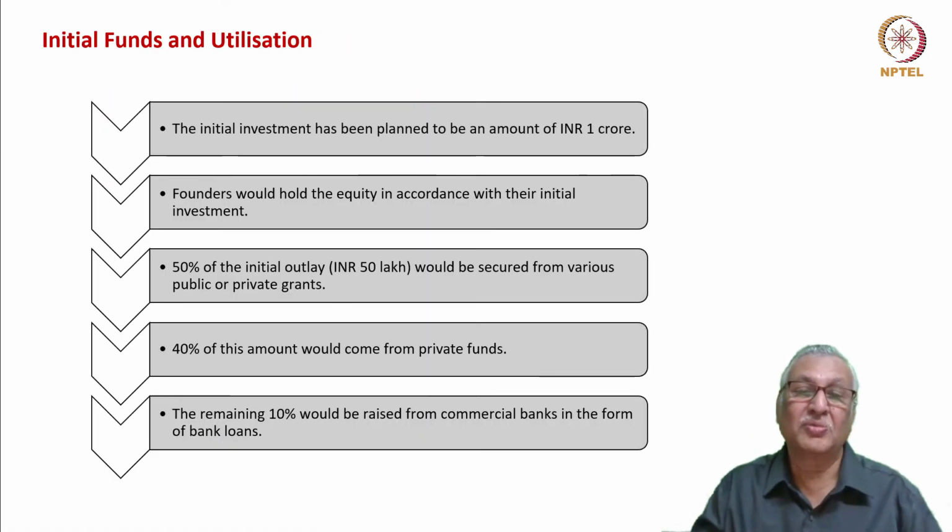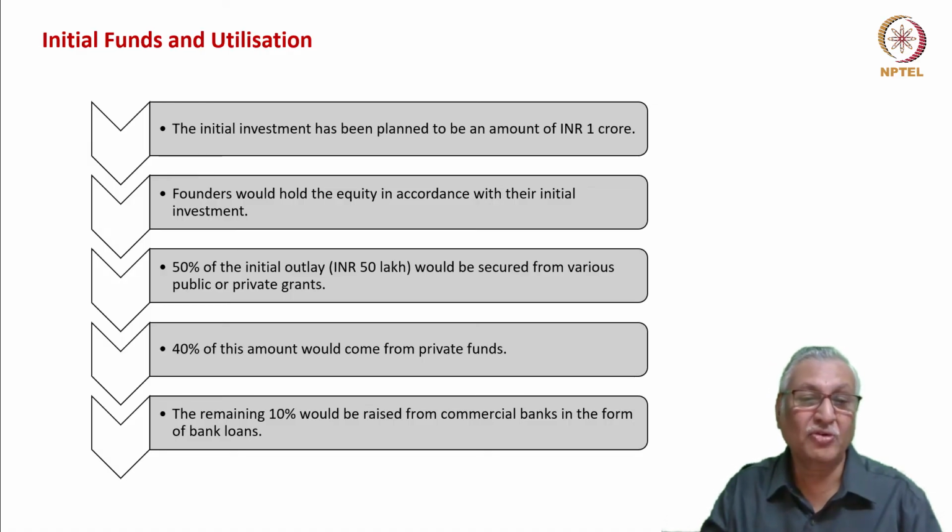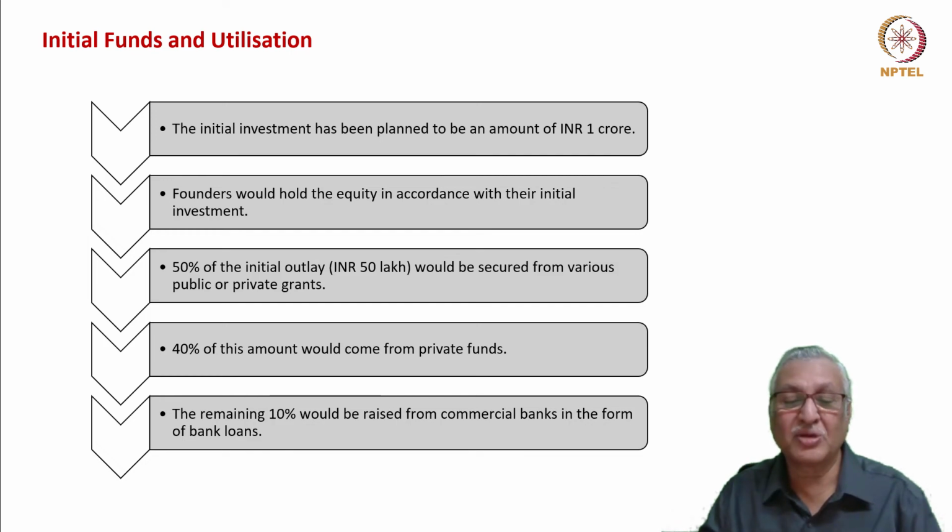The initial investment has been planned to be an amount of 1 crore of rupees. Founders would hold the equity in accordance with their initial investment. 50% of the initial outlay would be secured from various public or private grants, and 40% of this amount would come from private funds. The remaining 10% would be raised from commercial banks in the form of bank loans. It's a very small portion, but it is intended to establish a relationship so that a conventional working capital model can be supported by banks once the working capital cycle is kicked in.